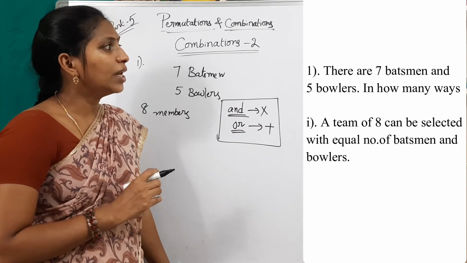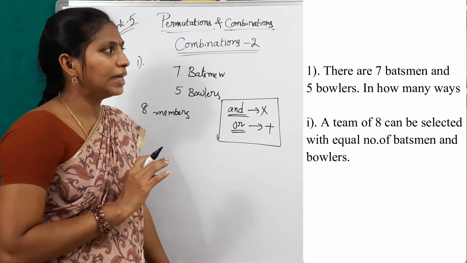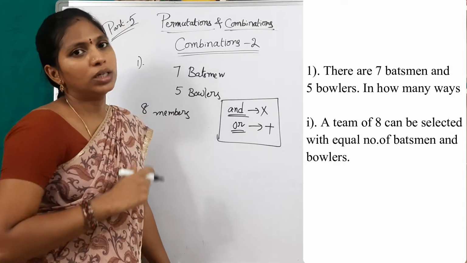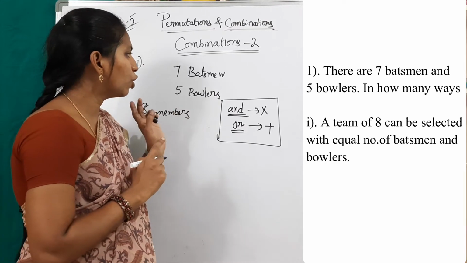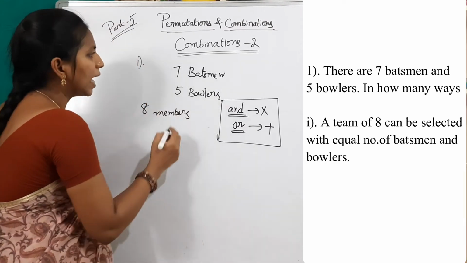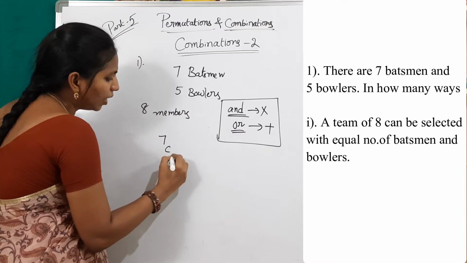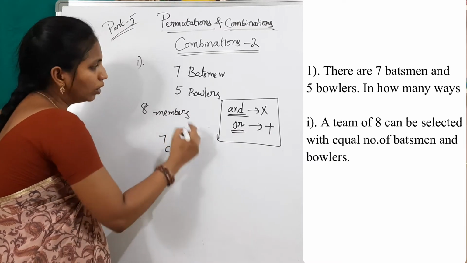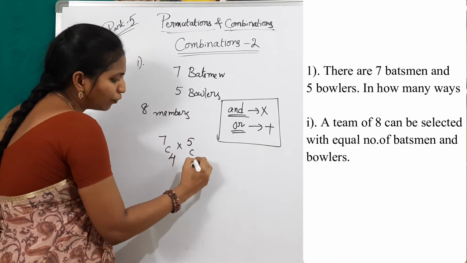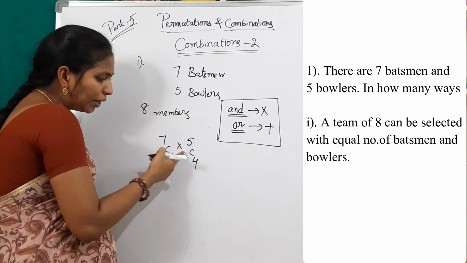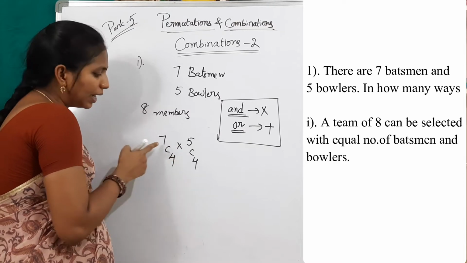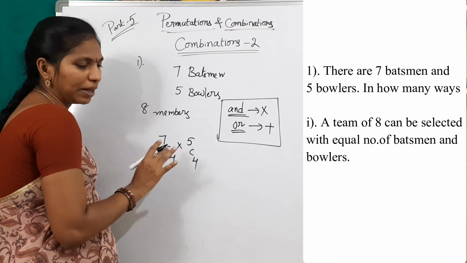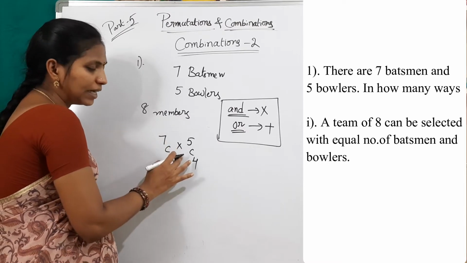Here what is the question? A team of 8 can be selected with an equal number of batsmen and bowlers: 4 members bowlers and 4 members batsmen. So what is the answer? 7C4 into 5C4. Here there is no need to write a multiplication symbol. Directly 7C4, 5C4 indicates a multiplication. Don't use a plus here.